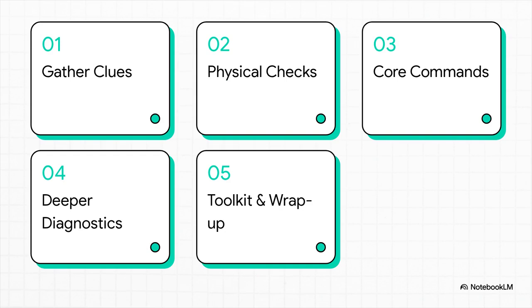We're going to follow a 5-step method, just like a real detective on a case. First, we'll gather our clues. Then, we'll examine the physical scene. After that, we follow the digital trail with some key commands, do some advanced investigation if we have to, and finally, we'll solve the case and wrap it all up with our toolkit. So let's get into it.